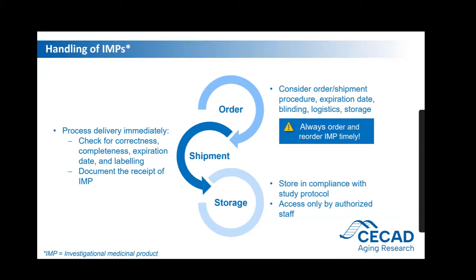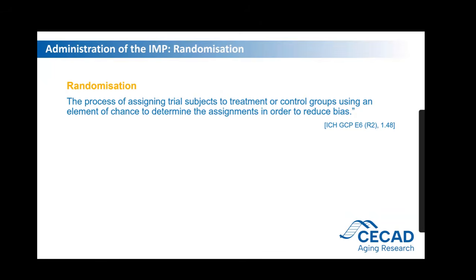So now that you have the IMP in place at your site, you are ready to administer it. And in order to do so, you have to consider whether your trial is randomized or not. We briefly mentioned randomization a few slides prior. Again, randomization is the process of assigning trial subjects to treatment or control groups using an element of chance to determine the assignments in order to reduce bias. So actually, it's just like flipping a coin where it's decided what a patient receives.